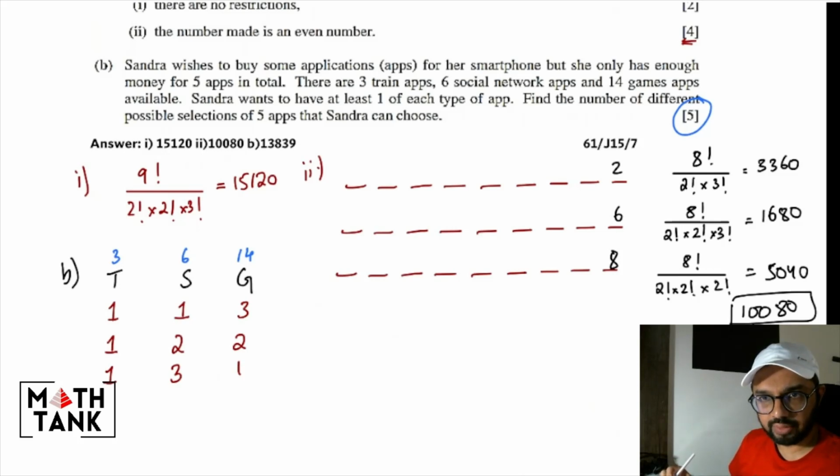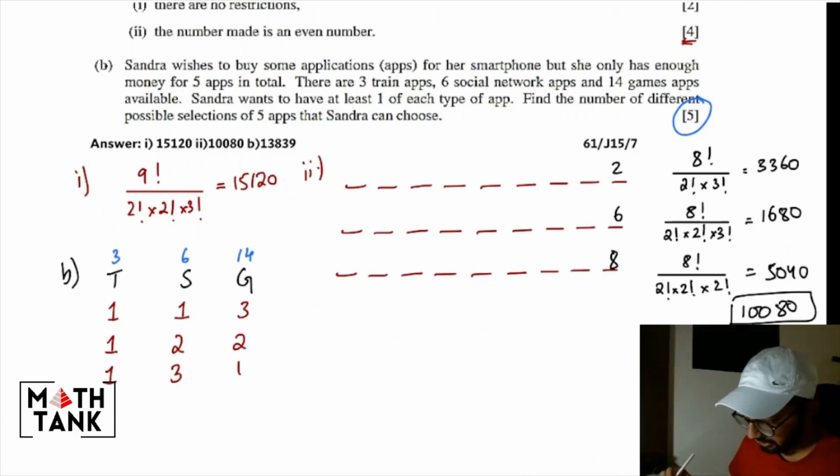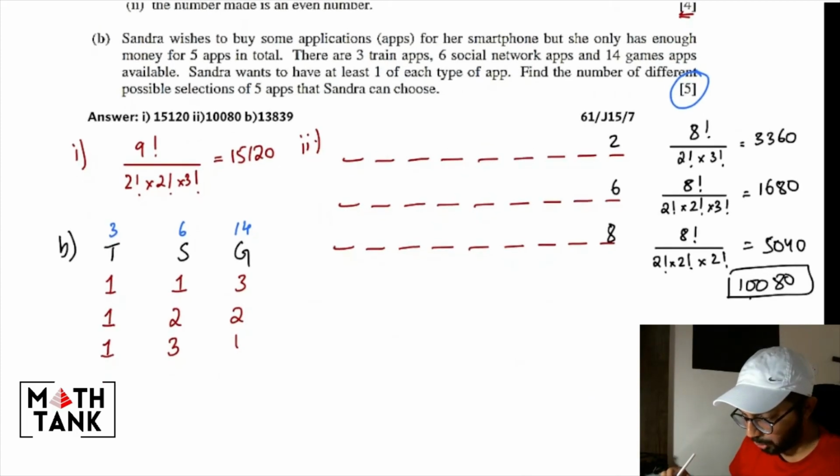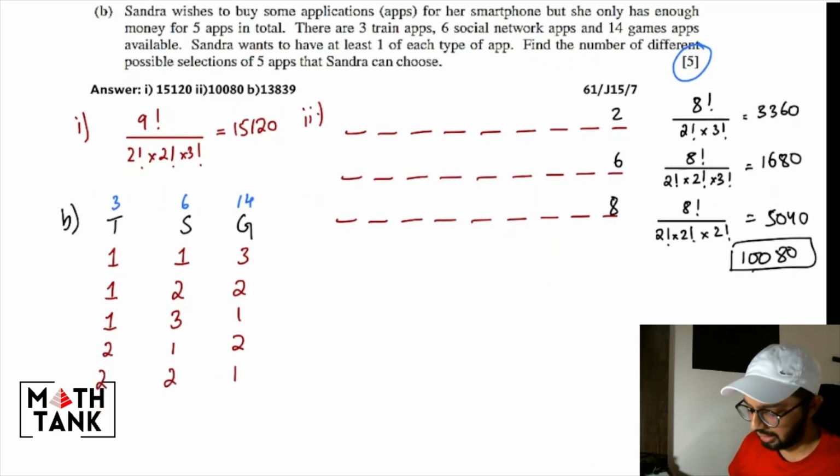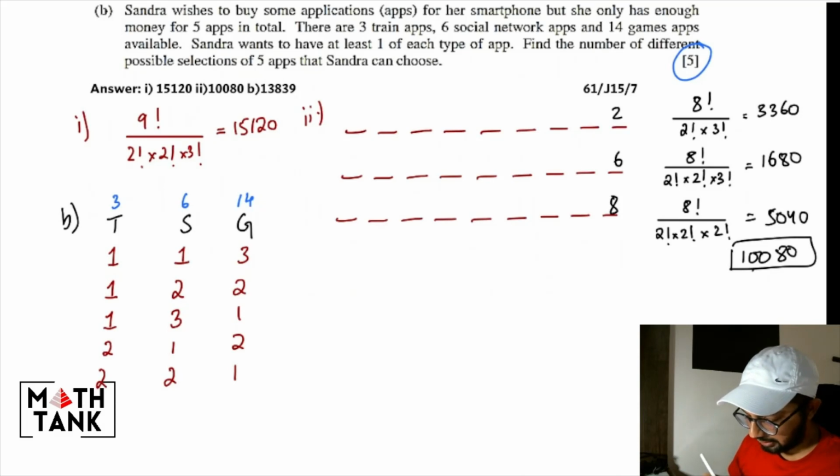So I think I've taken all the possible combinations where I have 1 train app. Then I could make this as 2, keep this as 1, and this as 2. Again, this as 2, this as 2, and then this is 1 again. And since I need at least 1 of each, that's all I can do.